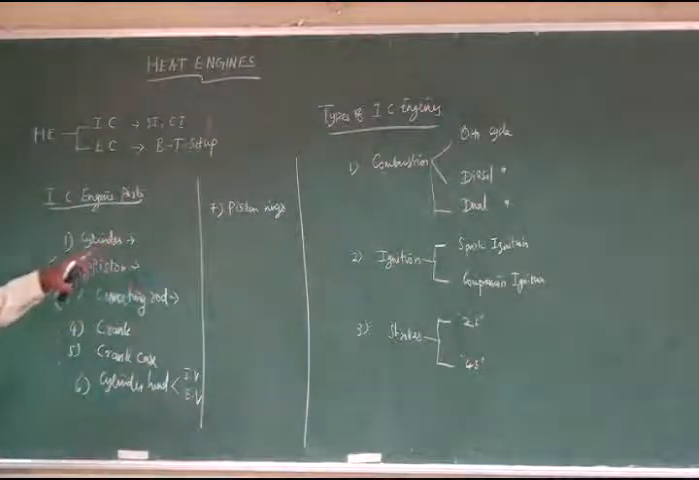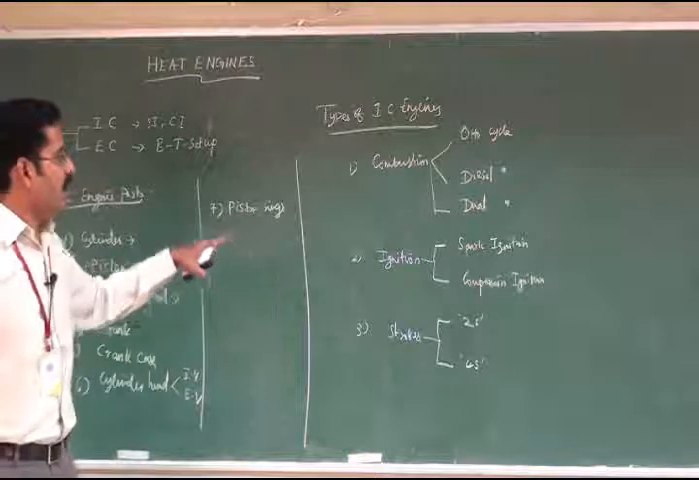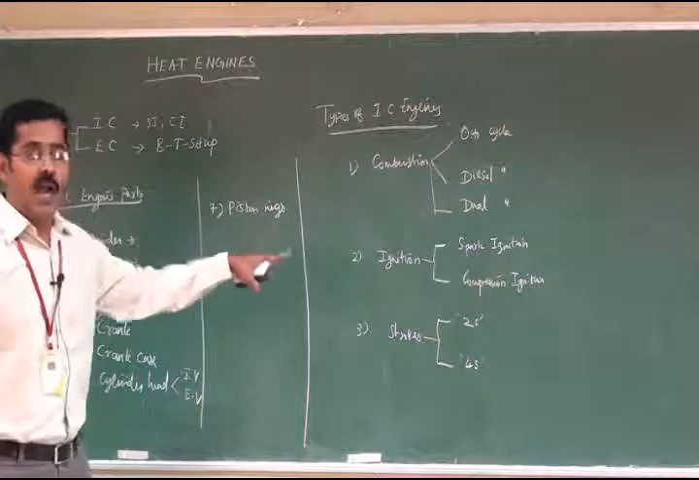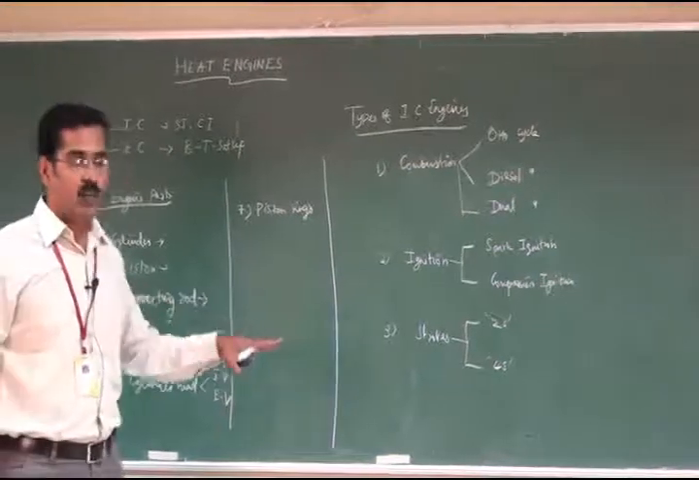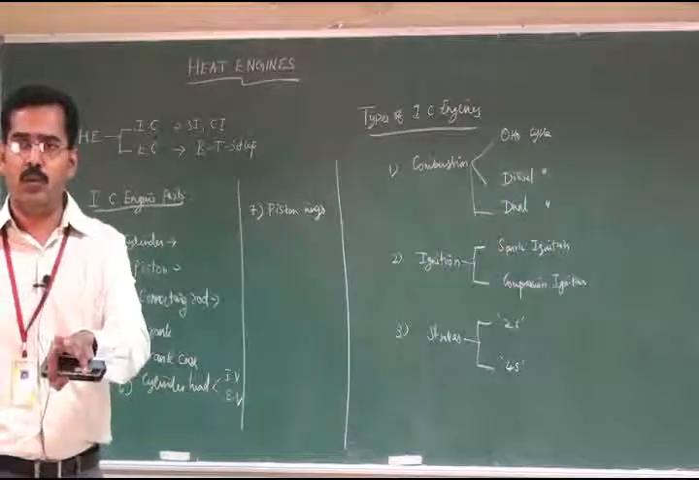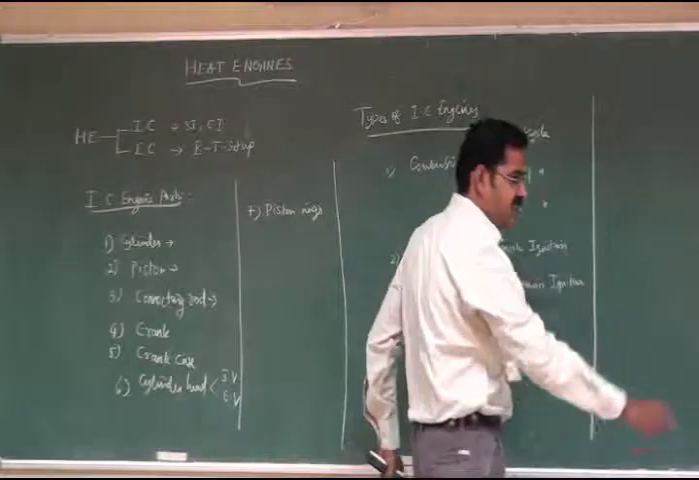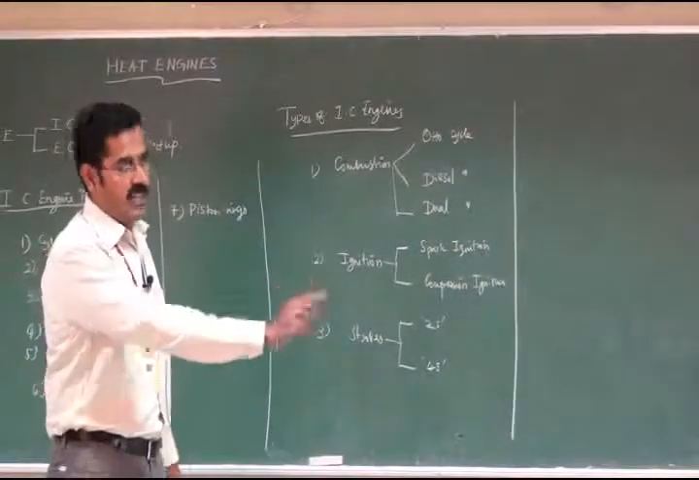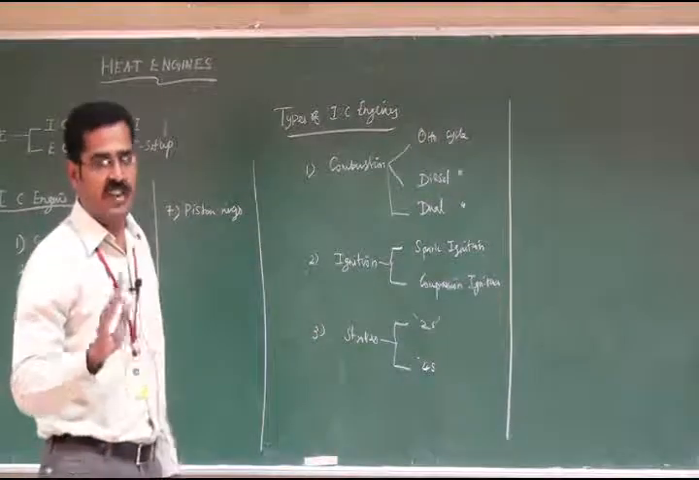So based on the combustion we are seeing Otto, diesel and dual cycle. Based on the ignition we have two classifications: one is spark ignition engine, another one is compression ignition engine. Based on the strokes it can be classified into two categories: one is two-stroke engine, another one is four-stroke engine. This is a cut section model of a four-stroke diesel engine. In a diesel engine we have a fuel injector, in a petrol engine we have a spark plug.